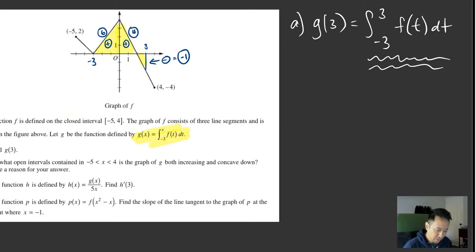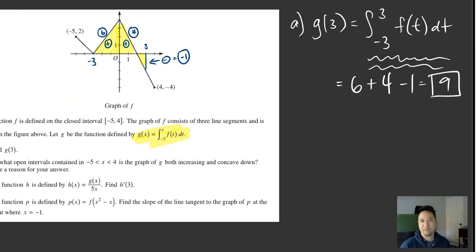I just did that using the area of a triangle. So g of 3 is simply going to be 6 plus 4 minus 1, which will give you a value of 9. Okay, that's letter A.